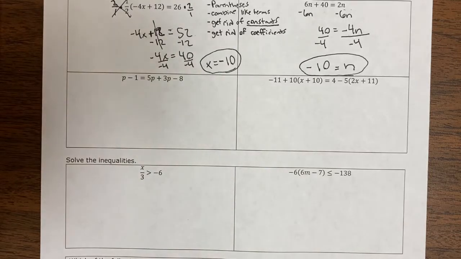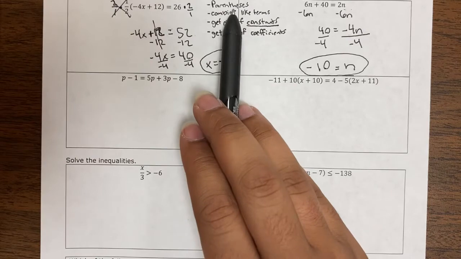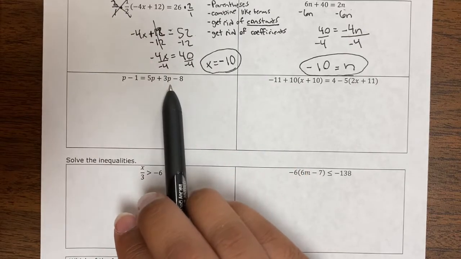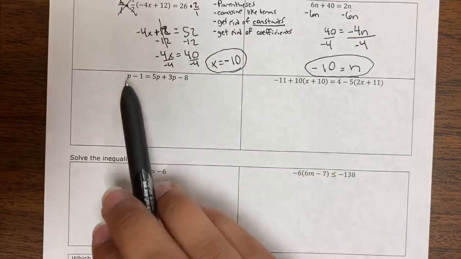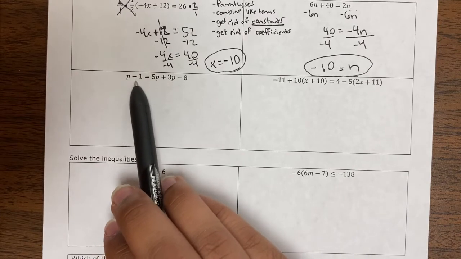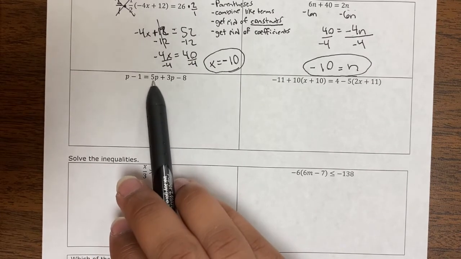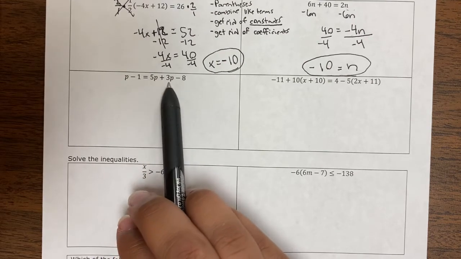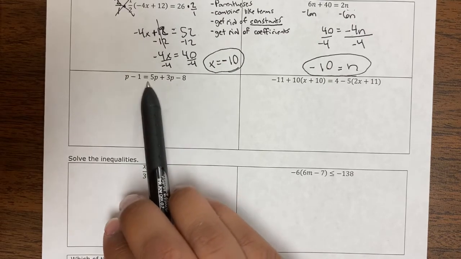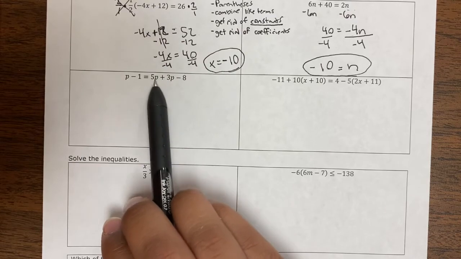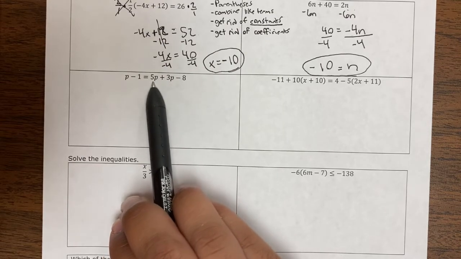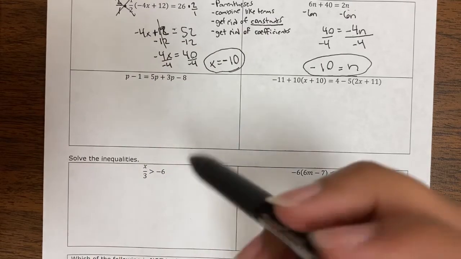Let's move to the third problem. So I want to see, are there any parentheses? No. Are there any terms that can be combined? On this side, I have a variable and a constant, so those two can't be combined. But on this side, I have a variable p, and then a constant. So these two are like terms because they both have the same letter p. So I'm going to combine those.